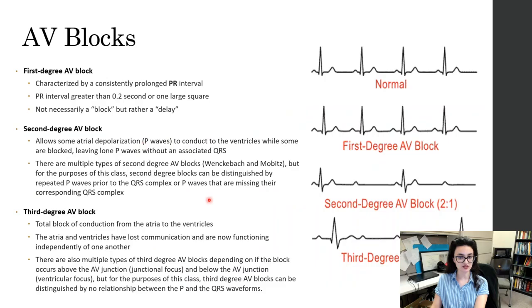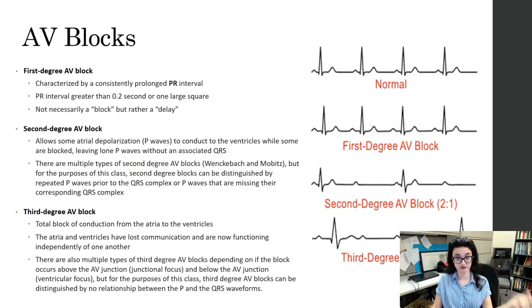These degrees are just how bad that block is, right? So first degree is anything greater than 0.2 seconds. Okay, just a little bit of a delay. Second degree, worse than that. Third degree, no talk between them whatsoever. Okay, so the ventricles are going to be waiting for the signal. They're not going to get it, and they're going to get nervous, and they're going to go by themselves. Okay, you don't want that.